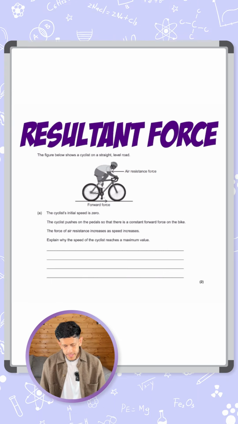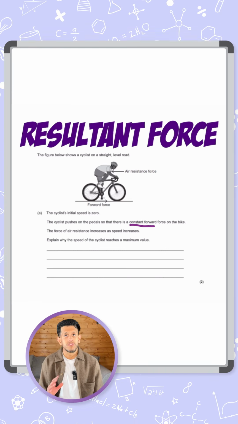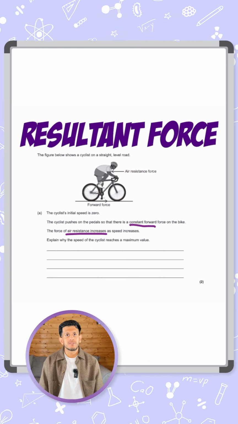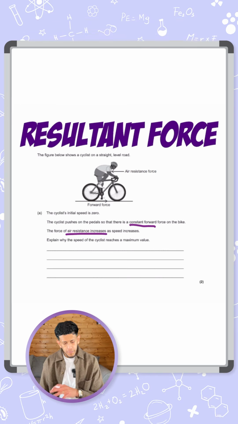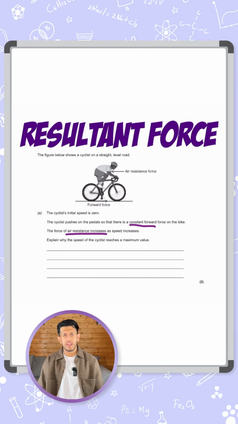Okay, so we can see they've said that the force acting on the bike forwards is constant, it's a constant forward force, but over time the air resistance is increasing. So what we need to identify is what's going to happen to those forces to mean that it reaches a maximum speed, that it won't speed up anymore.